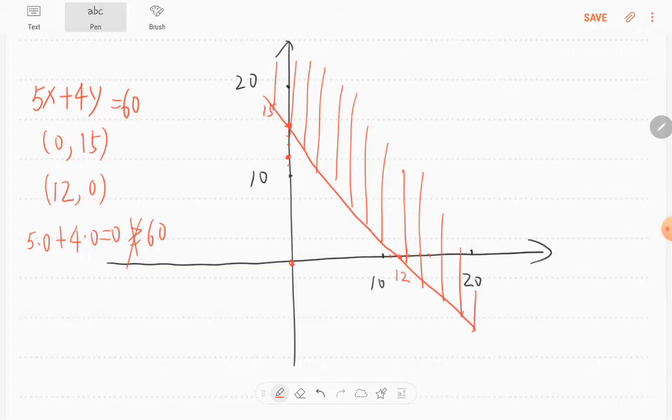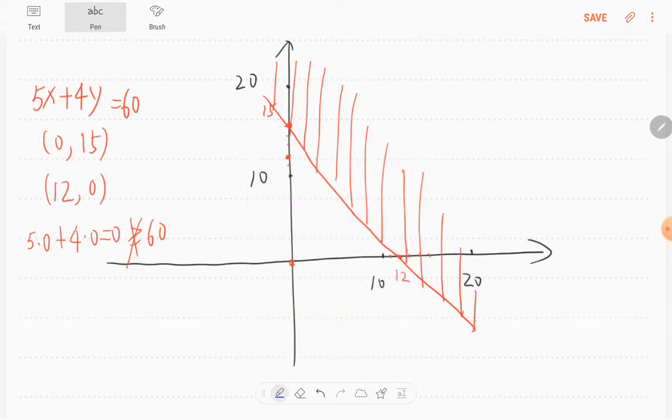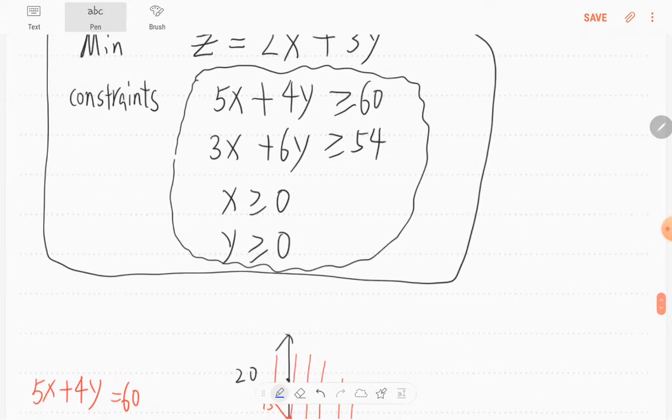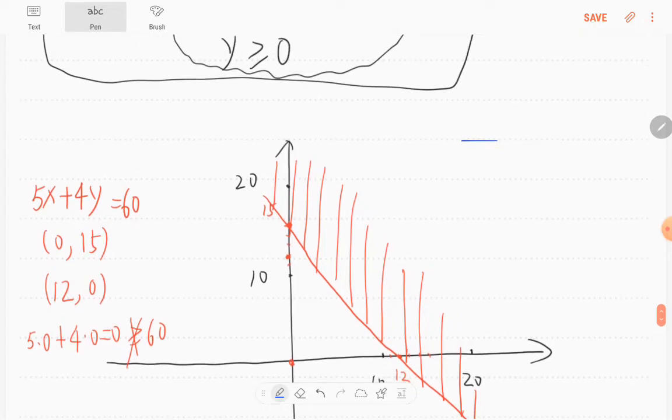Now let's look at another one. We use a different color. Another inequality, which is 3x plus 6y greater than or equal to 54. So 3x, let's look at the boundary, plus 6y equals 54.